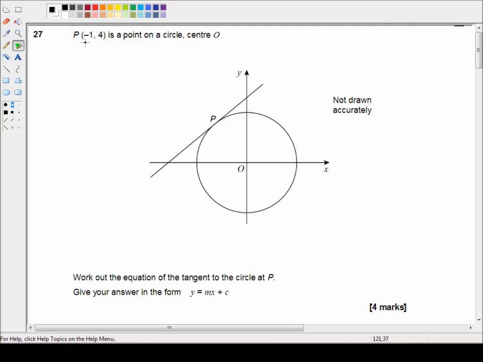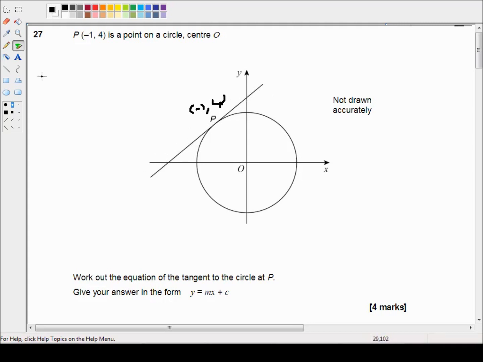It reads, P, which is (-1, 4), is a point on a circle centred O. Work out the equation of the tangent to the circle at P. Give your answer in the form y equals mx plus c. Okay, so we have point P, which we know is (-1, 4), and we don't have any other points. So how do we get an equation of this?